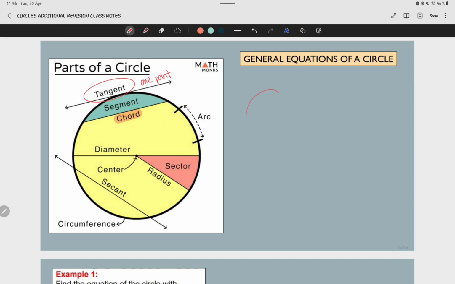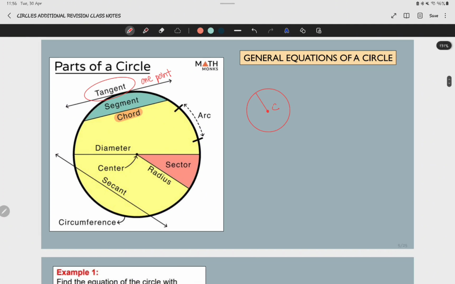Okay, let's say we have a circle here. The center is here, titik tengah dia, center. We want to find the locus of that point which moves equidistant from a fixed point. Fixed point here refers to your center. The equidistant length would be your radius. So from here we can use the formula of the distance.